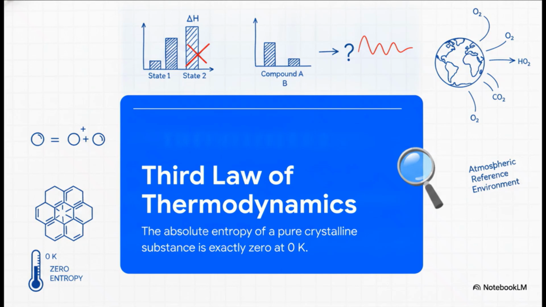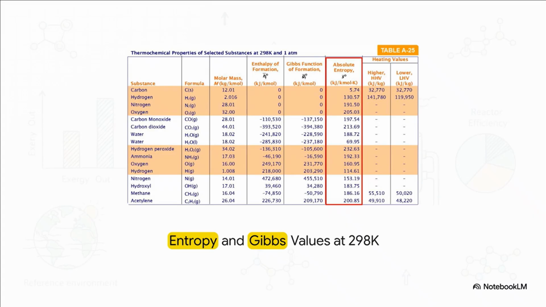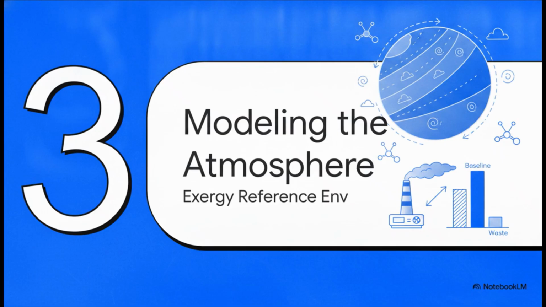We need a universal starting line, which brings us to the third law of thermodynamics. It basically tells us that the absolute entropy of a pure crystalline substance is exactly zero at absolute zero, which is 0 Kelvin. The 0 K datum becomes our universal anchor. So because of this, we have beautifully standardized absolute numbers for the entropy of carbon, hydrogen, nitrogen, and oxygen at standard room temperature, or 298 Kelvin, providing the foundation to evaluate any reacting substance accurately.